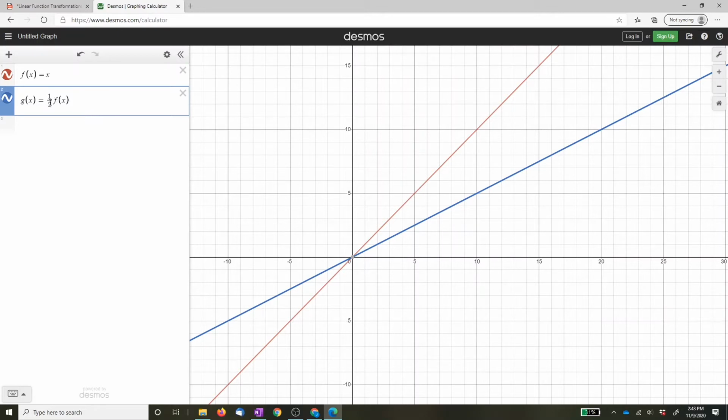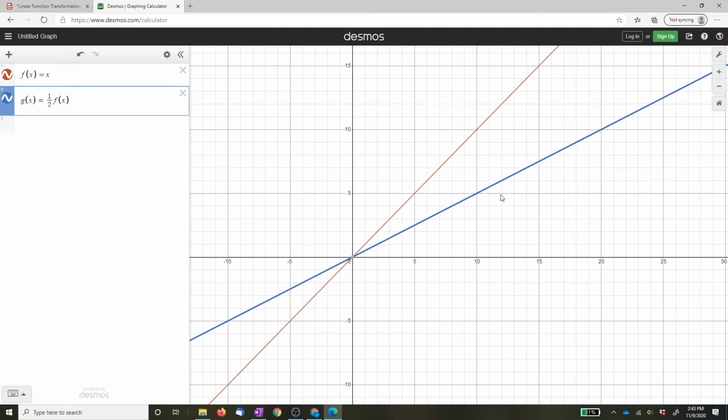Notice in Desmos that you can do a fraction, and it's going to look like a fraction. G of x is 1/2 of f of x, and it's in the blue line. Also notice that you can click and turn on and off your line. So the blue one is g of x. It's the new one that's half. It has a scale factor of 1/2.